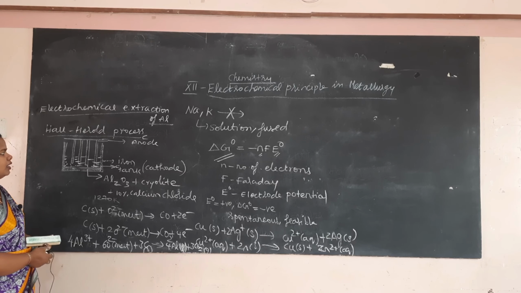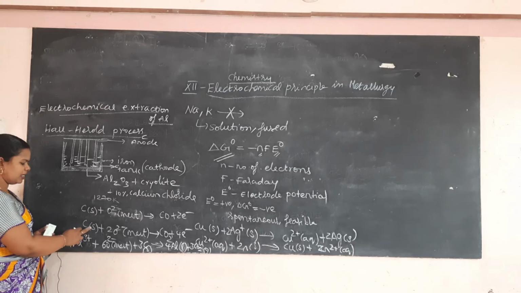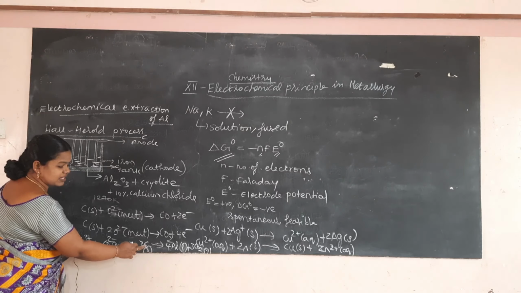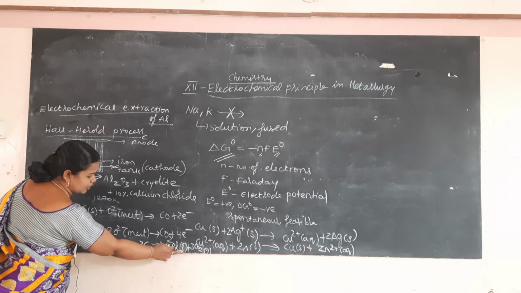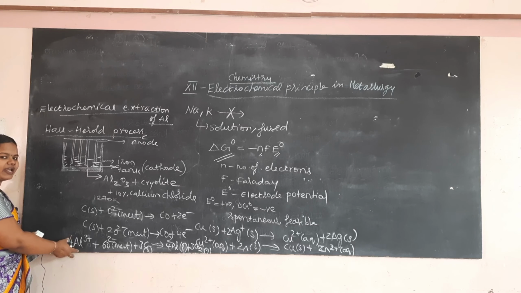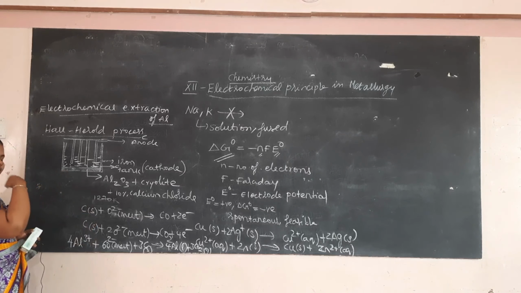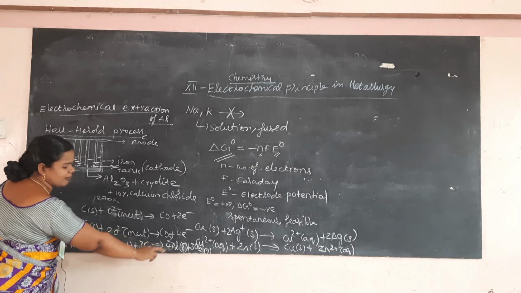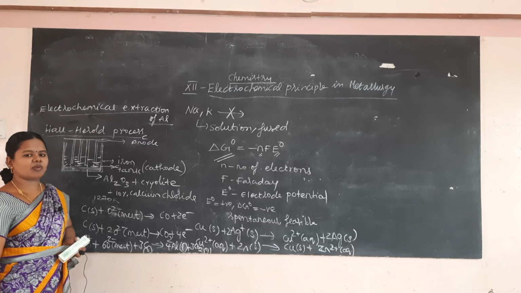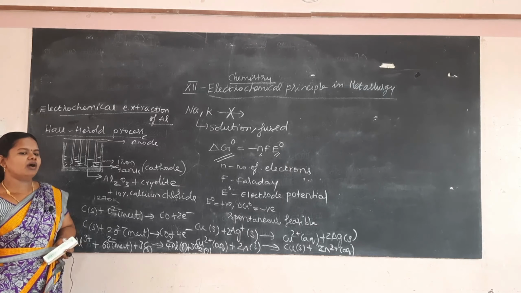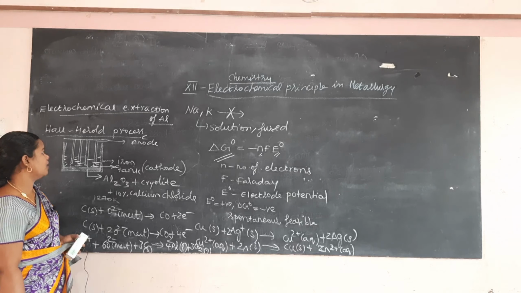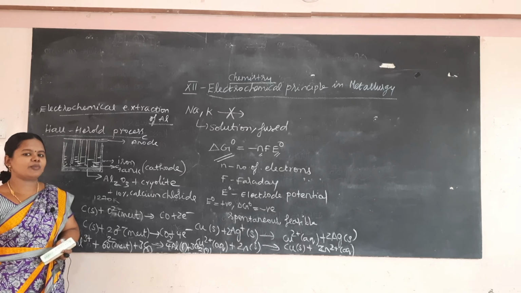Now we will see the refining process. 4Al3+ plus 6O2- in molten condition plus 3C solid gives 4Al liquid plus 3CO2 gas. This is the overall reaction obtained at the end. At the end of the reaction, what will we get? Aluminium metal which is 99.9% pure. So this is the electrochemical principle involved in the extraction of aluminium, and the named reaction is the Hall-Héroult process.